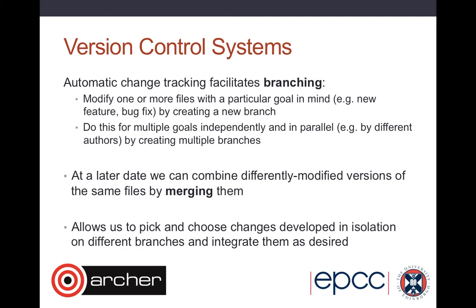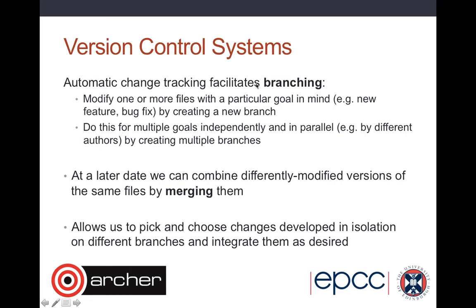One of the things that this automatic or partly automated change tracking gives us is that it facilitates the process of branching, which I mentioned earlier. So just to be a bit more specific about what branching is: you modify one or more files with a particular goal in mind. For example, when you're talking about software, the goal might be to introduce a new feature or to develop a fix to a bug. And you do this by creating a new branch, a branch being essentially, as we will see later, a kind of copy of a set of files or one or more files.